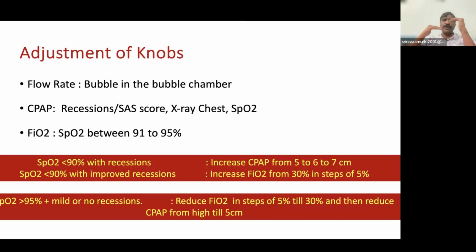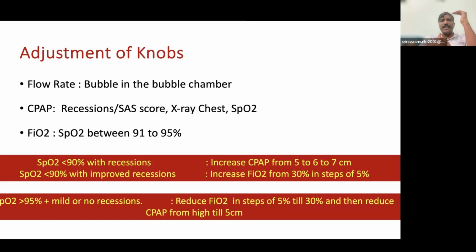Suppose the baby is on a pressure of 7, FiO2 50%. So what you should do is you keep coming down on the FiO2 to 30% and come down on the pressure from 7 to 6, 6 to 5. Once you are on a pressure of 5, FiO2 30%, subsequently you come down on the FiO2 from 30 to 25% and gradually to 21%. Once you are on 21%, decrease the pressure from 5 to 4. Once you are on 4 and 21%, the baby no more requires CPAP. So you can change from CPAP to HFNC or to room air.